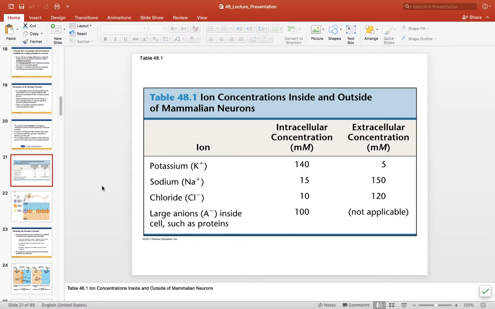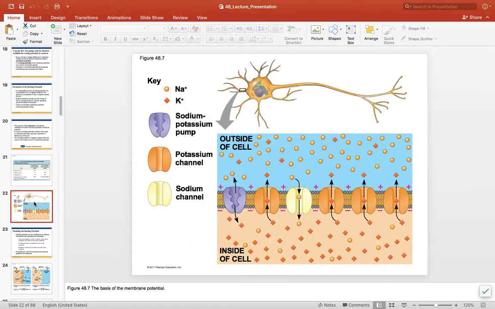Okay, so we can look at this from a numbers standpoint. We're not going to. We're going to look at the picture because that's way easier. Okay, so here's our neuron. Here's our dendrites that are collecting information from a different neuron. Or possibly this is a, well, no, this wouldn't be a sensory neuron. This is a motor neuron.